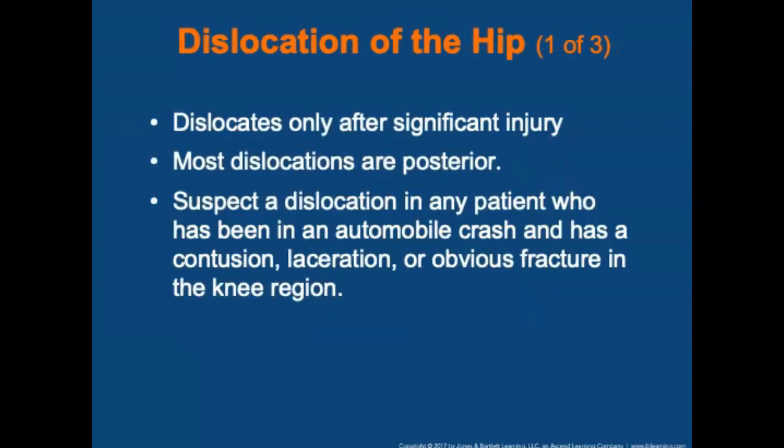And then there's dislocation of the hip. The hip is very stable. It's a ball and socket joint, but it dislocates only after significant injury. Most dislocations of the hip are posterior, most commonly occurring as a result of a motor vehicle crash in which the knee meets with a direct force and the entire femur is driven posteriorly. You should suspect a hip dislocation in a patient who has been in an automobile crash and has a contusion, laceration, or obvious fracture in the knee region.